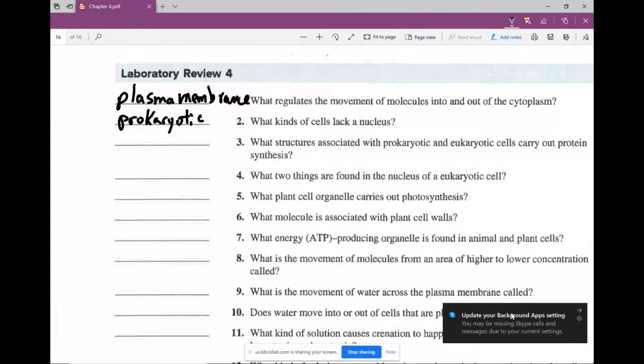Uh-oh. I'm losing battery, and I don't know why. Okay, now I fixed the battery issue.